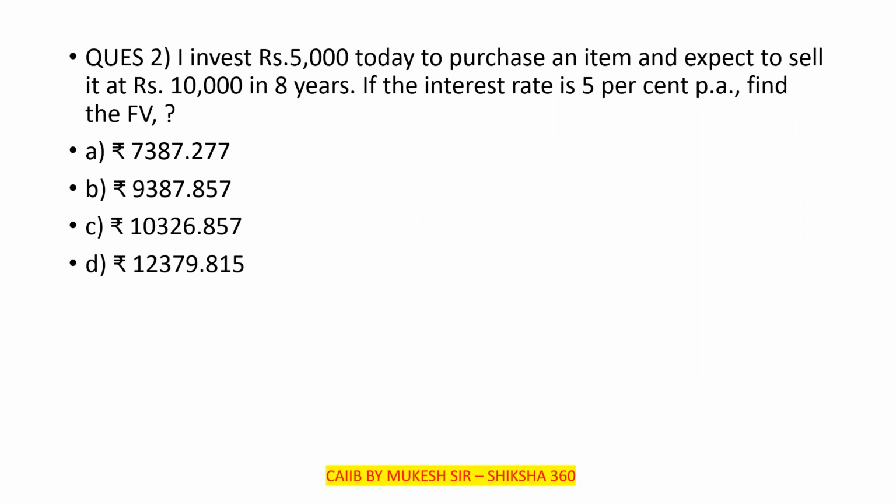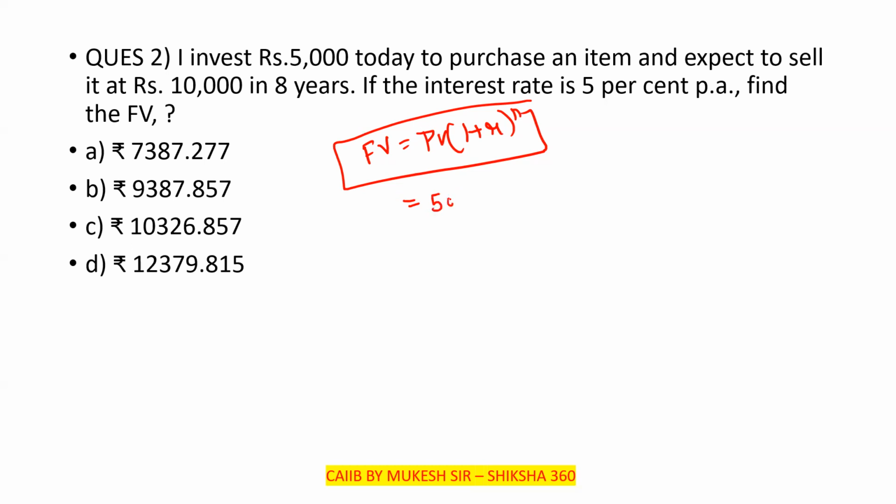So this is the simple question. What is the future value? Future value is equal to the present value into 1 plus r power n. What is the present value? Present value here is 5,000. We are purchasing at 5,000. Rate is 5%, that is 0.05. So 1 plus 0.05. Time here is 8 years.